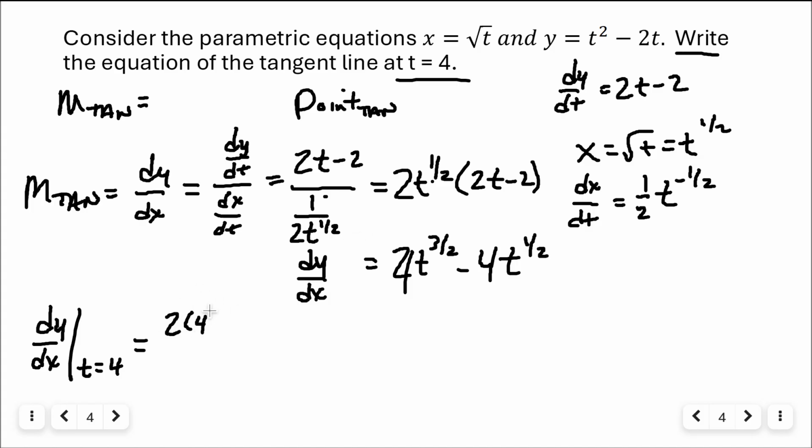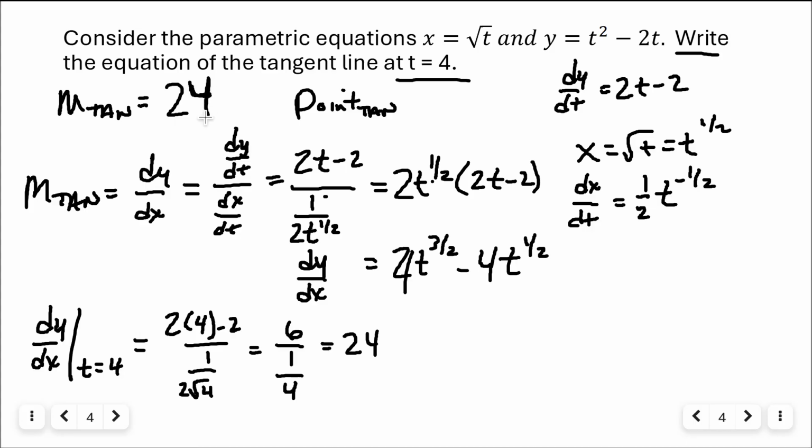So that's going to be 2 times 4 minus 2 over 1 plus 2 square root 4. So that's 8 minus 2, that's 6. 2 times square root 4 is 4. And then I'm going to flip over the 1/4. It gives me 24. So the slope of the tangent line is 24.